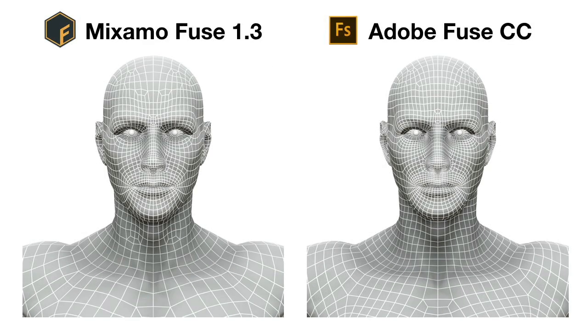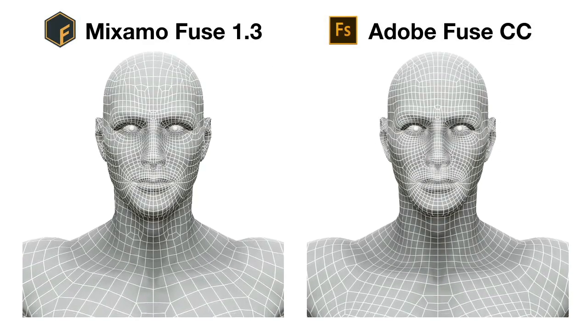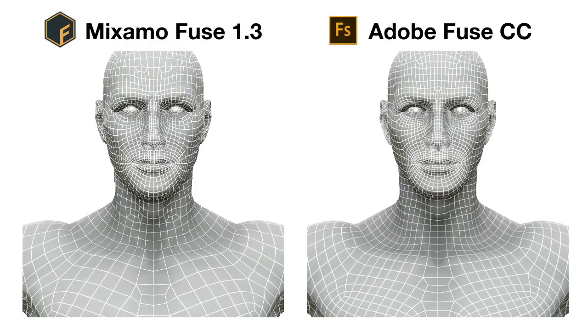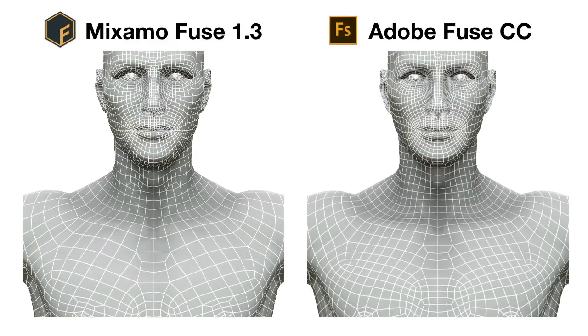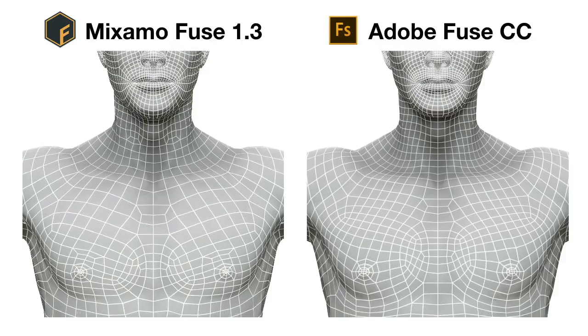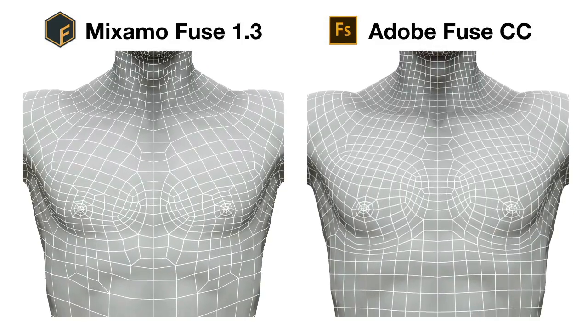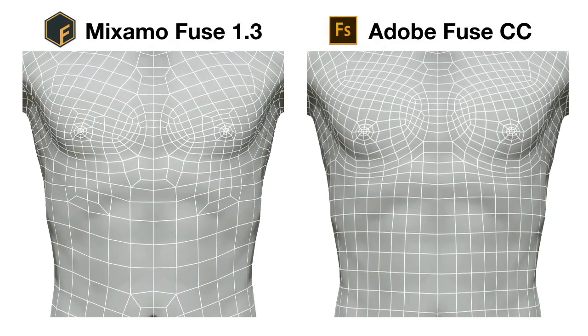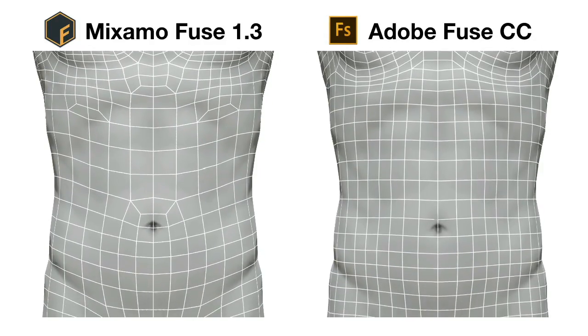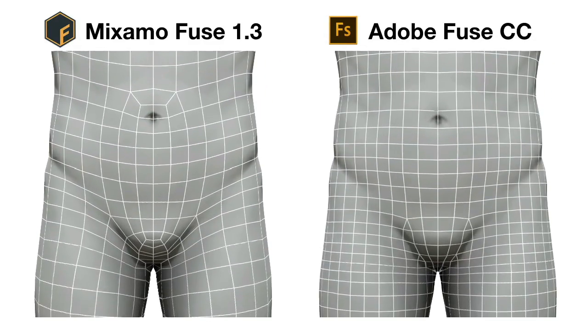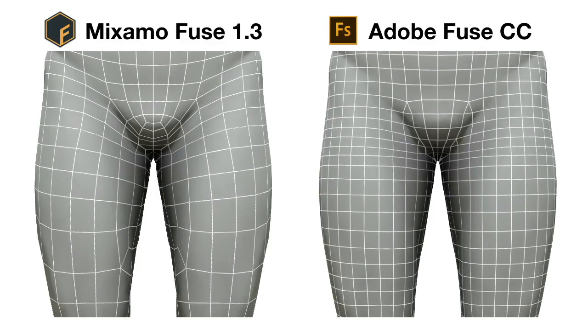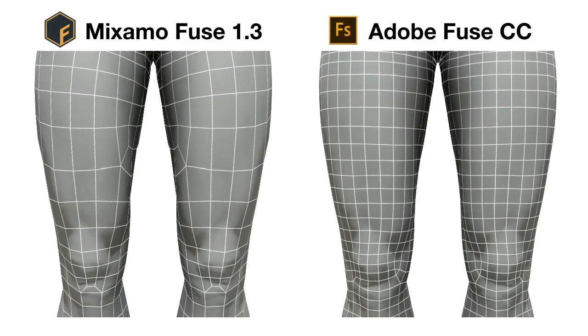Although the UV maps are the same, the vertices are very different. The face has similar detail, but we can really see the difference in the torso and legs. The 1.4, or Adobe, figure has a dense cage mesh designed for sculpt wrapping. The arms, hands, and feet also have more vertices.